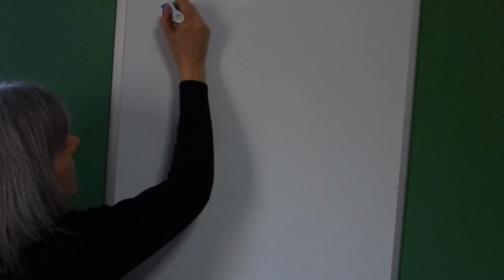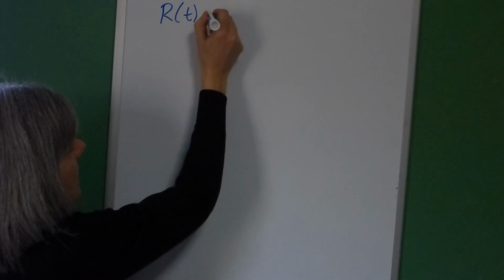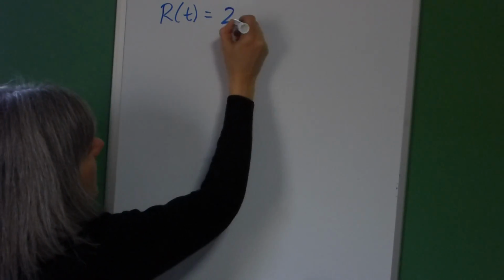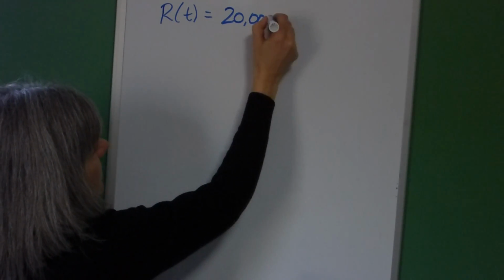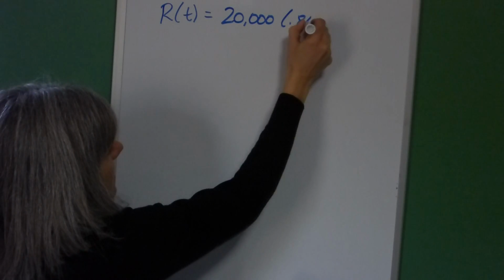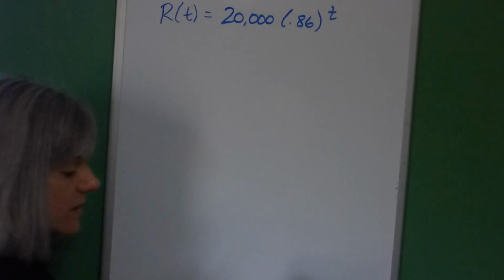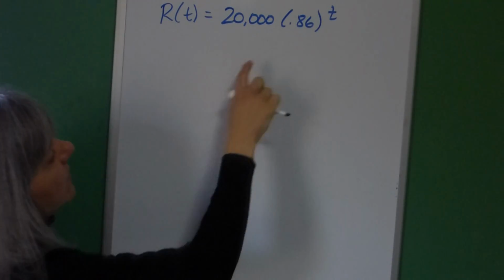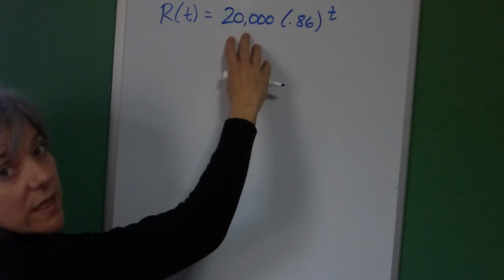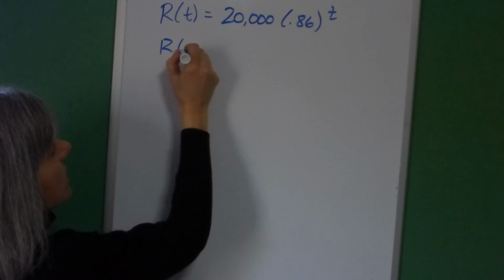So we're going to say that the value, the resale value, is going to be the original value of the car times 0.86 to the t. So what does that mean? That means when t is 0, 20,000. Let's just do a couple of those. 20,000.